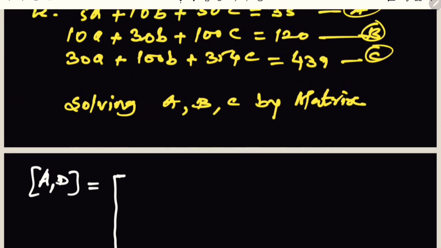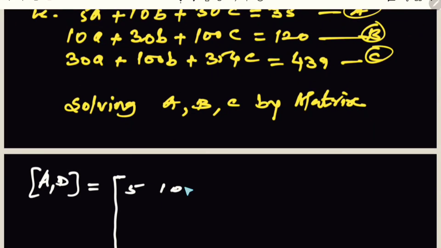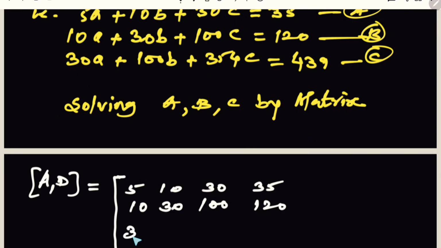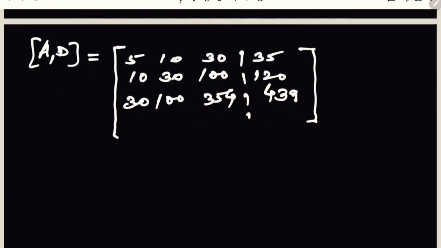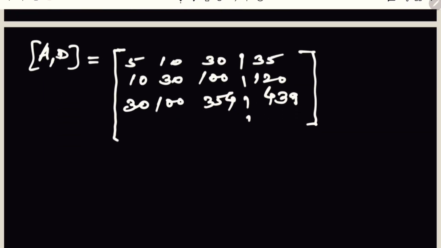Therefore, we write down the augmented matrix, a combined matrix of matrix A and matrix D: 5, 10, 30 and 35, then 10, 30, 100 and 120 on the right hand side, then 30, 100, 354 and 438. We separate it by a dotted line, matrix A and matrix D. Then applying elementary row transformations, we try to convert it into its canonical form.